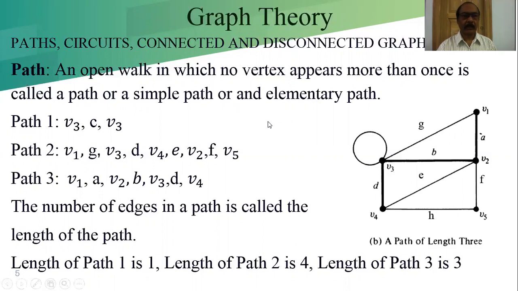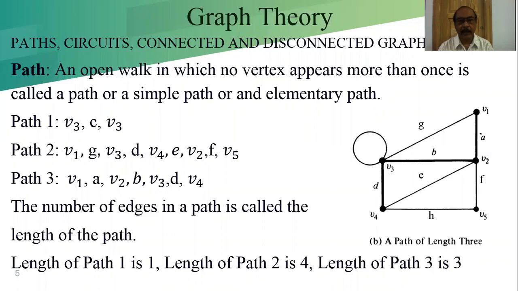What is called the path? First, let us learn what is called the path related to the graph. An open walk, we already learned the definition of the walk, in which no vertex appears more than once is called a path, or a simple path, or an elementary path. It has three names: path, simple path, or elementary path.